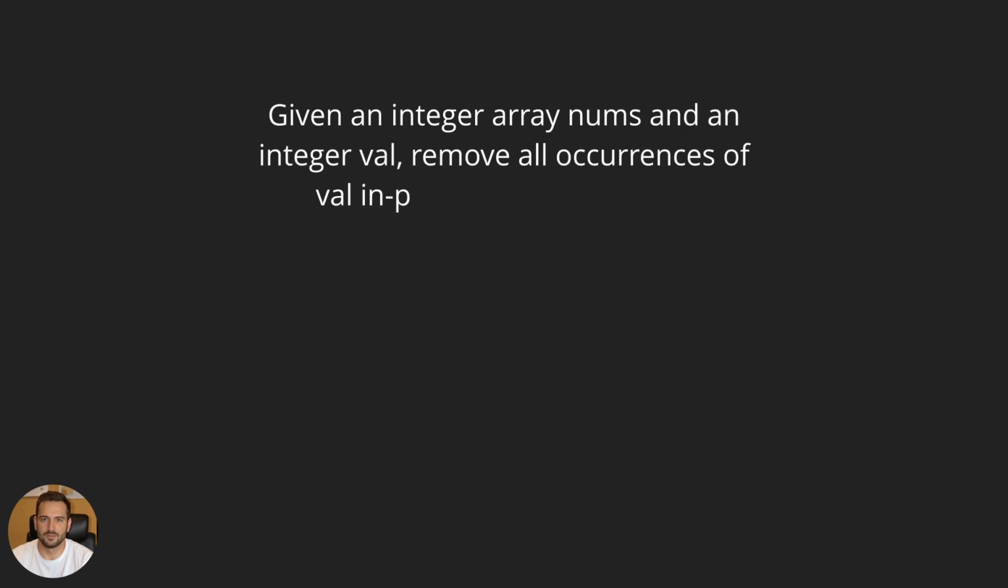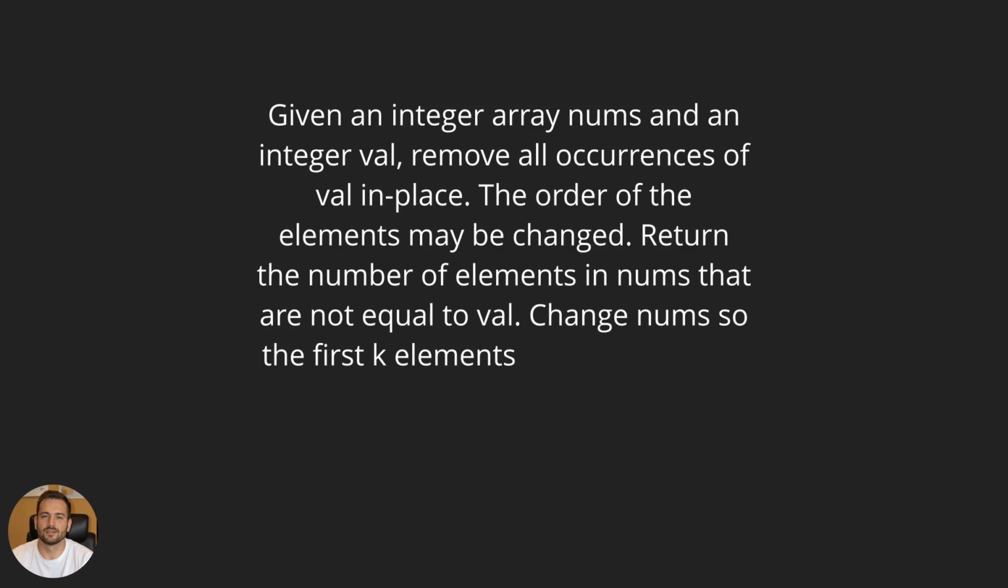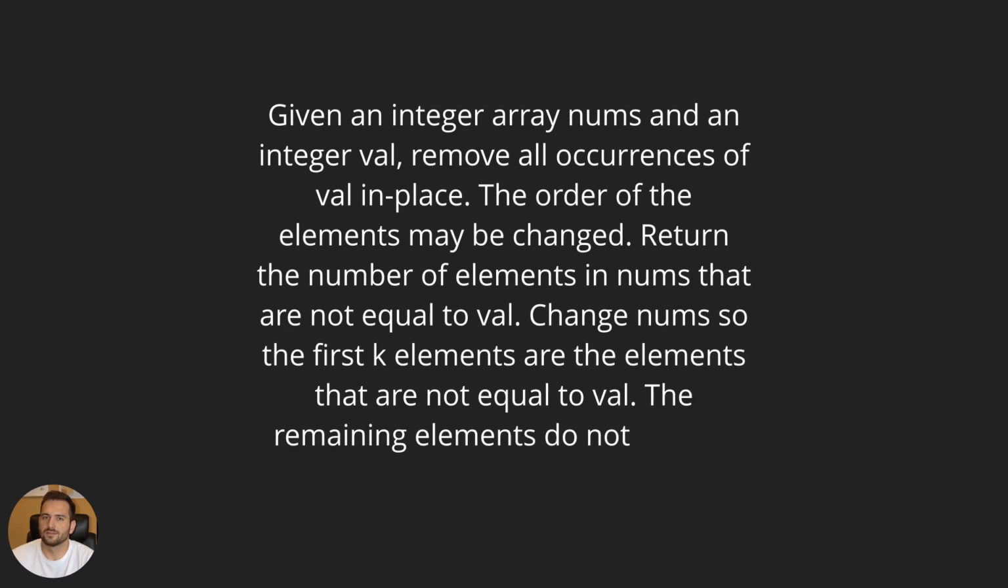So, here's the problem. Given an integer array nums and an integer val, remove all occurrences of val in place. The order of the elements may be changed. Return the number of elements in nums that are not equal to val. Change nums so the first k elements are the elements that are not equal to val. The remaining elements do not matter.